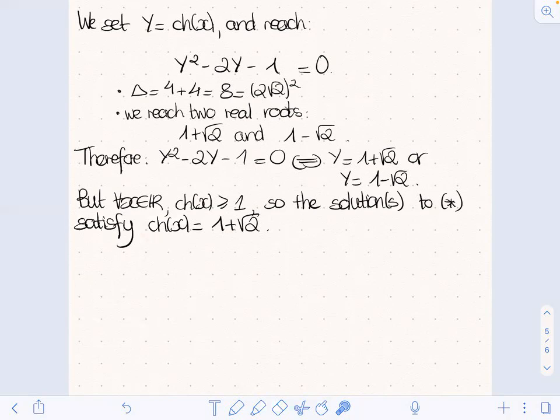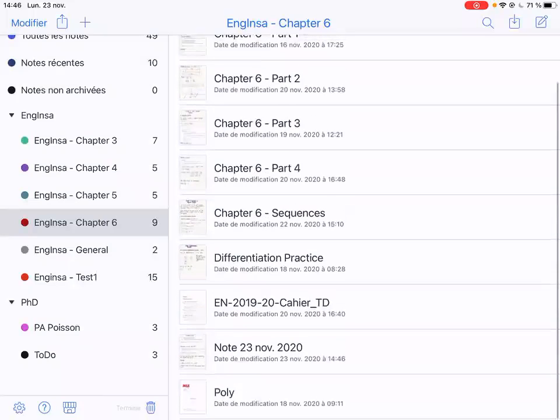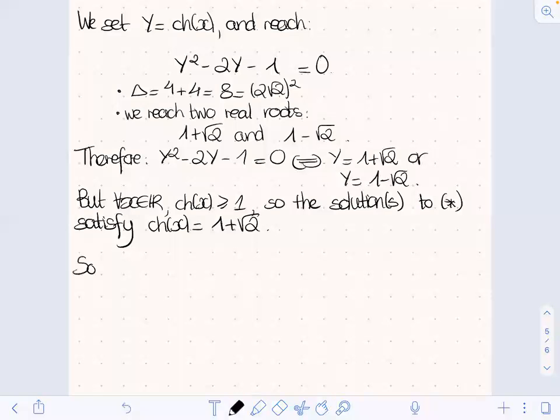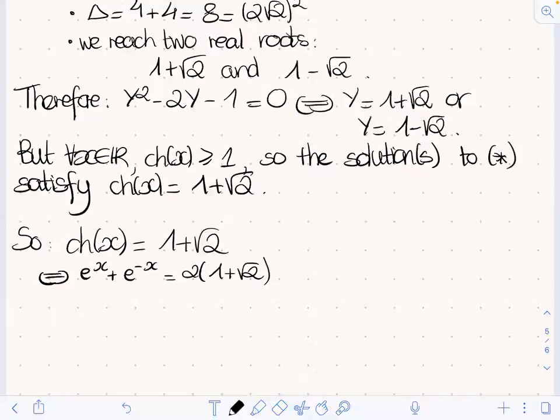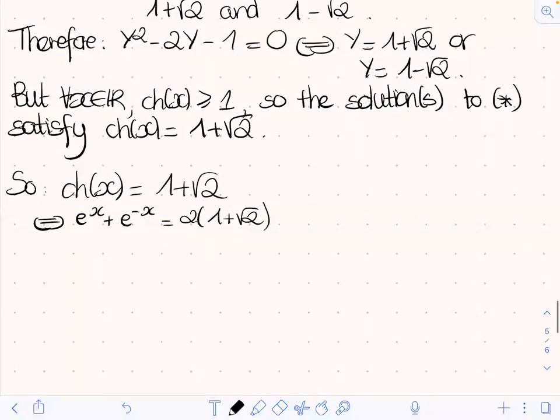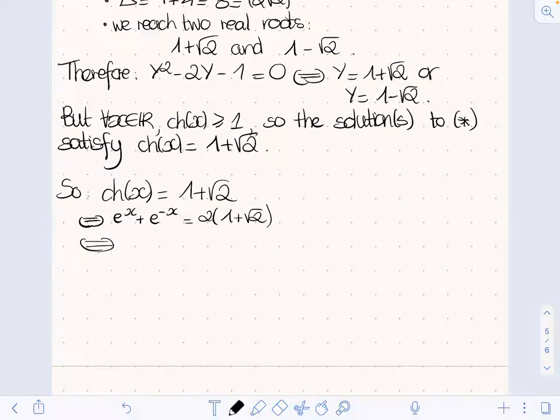Exponential of x plus exponential of minus x divided by 2. Yeah, exactly. So ch of x equal to 1 plus square root of 2 is equivalent to exponential x plus exponential minus x. If I get rid of the 2 and multiply on the right hand side, you'll get this. Now, this should ring some bells related to an equation that we've already dealt with. How would you solve this equation here?